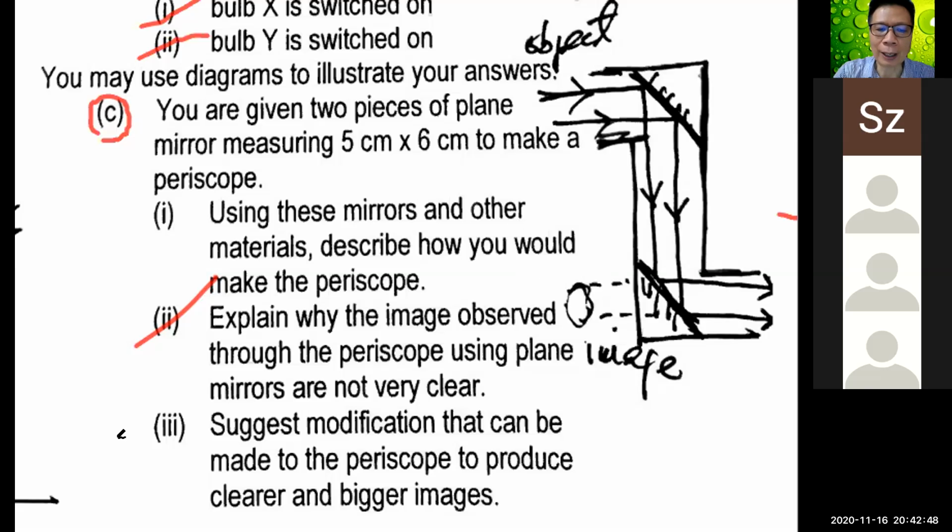Okay, part three now. Suggest a modification that can be made to the periscope to produce a clearer and bigger image. You want clearer and then you want bigger too. Clearer is very simple. Just take out the mirror and replace with what? Kelvin, how to make it clearer? You take out the mirror and replace with what? Kelvin Lim?